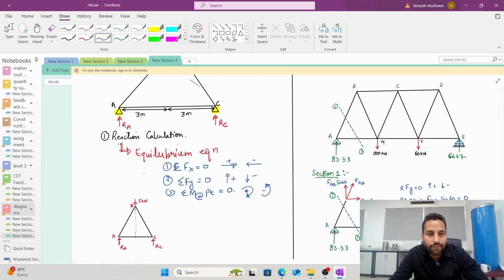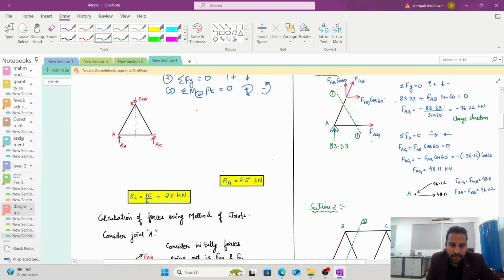First thing first, we need to calculate the reactions. See, I have drawn this triangular frame again. In this triangular frame, there is a 5 kilonewton load which is coming from up. So I will start with summation of forces in the y direction equals 0. Whatever is going up, I will take as positive, and whatever is going down, I will take as negative. So RA is going up, RC is going up, and the 5 kilonewton load is going down.